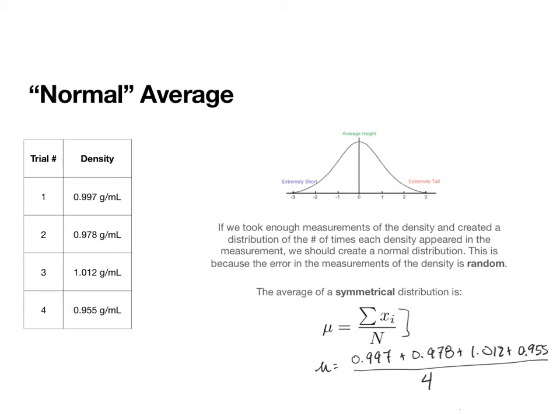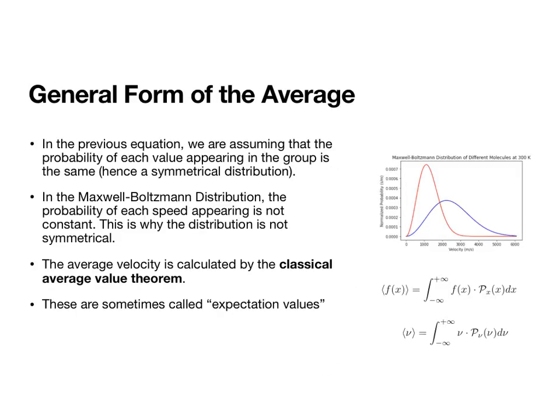This is how you find the average if you have a normal distribution. And so that means that in this case, the error that is involved is random. So if our measurements are completely random and so this distribution is symmetrical, then we can find the average this way. Basically, what this means is that the probability of finding each of these values is the same. This is the normal average.